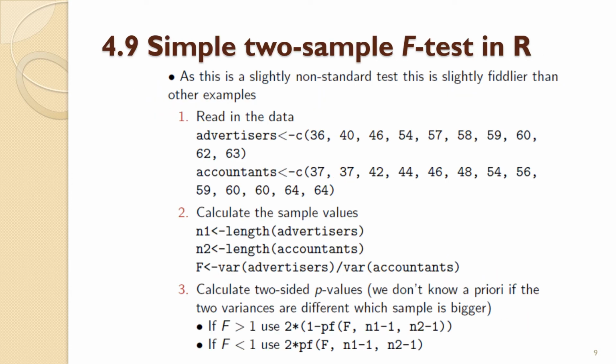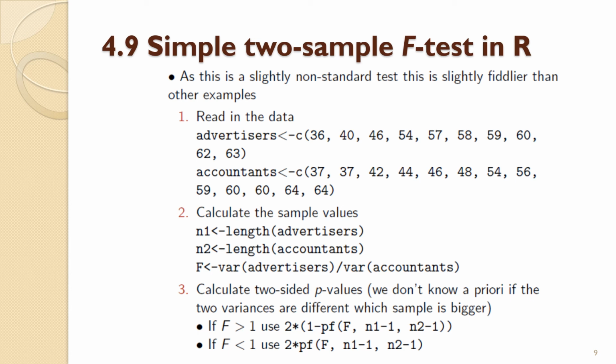So I wanted to give an example then of how you do this two sample F test in R, and as I go through this, just remember that the alternative name for this test is the variance ratio test. Okay, so in the first step you've got the same steps as before to read in the data. What you have to do in the second step is calculate the length of each sample, because it's the ratio of the two variances. Hence what I said before, that the alternative name for this two sample F test is the variance ratio test. Now you then have to calculate two-sided p-values. A priori, if the two variances are different, you don't know which sample is bigger.